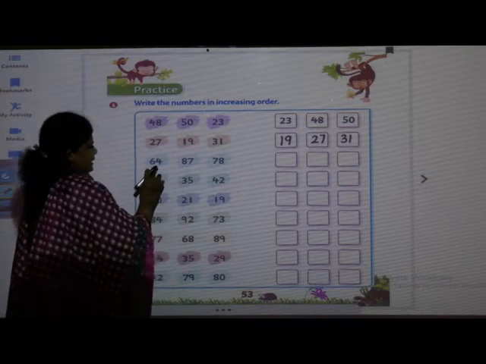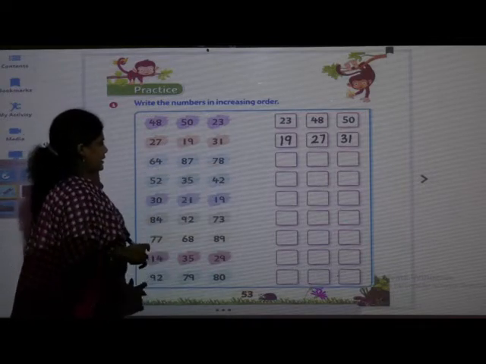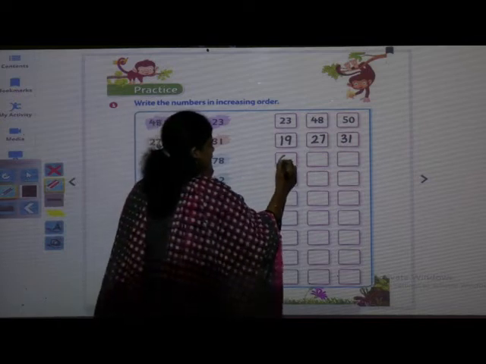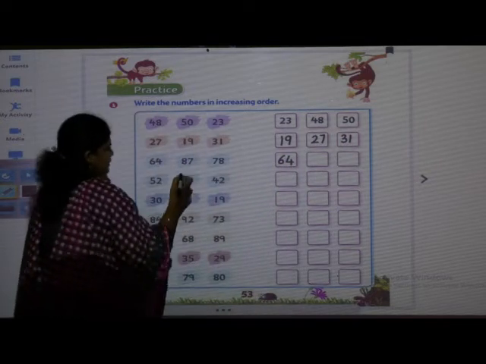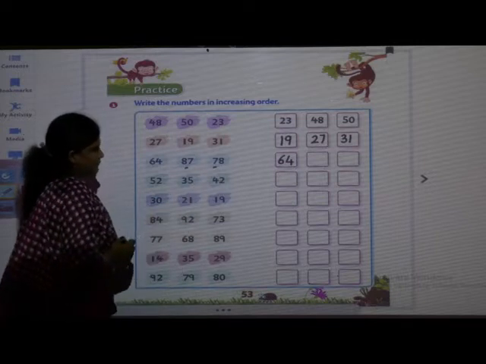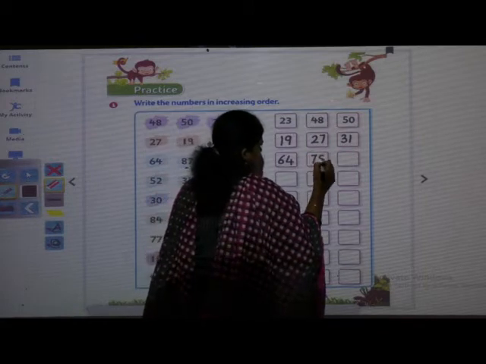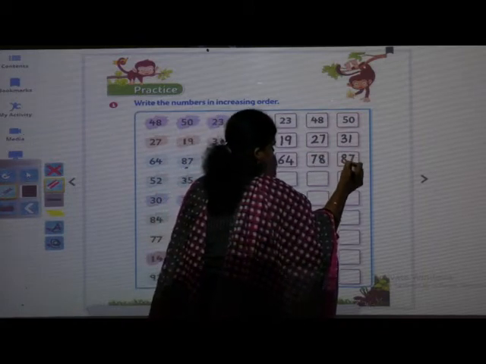Okay, next is 64, 87, 78. So 64 is smaller. Then the remaining these two numbers. From these two numbers, which will come first? 78. Then 87.